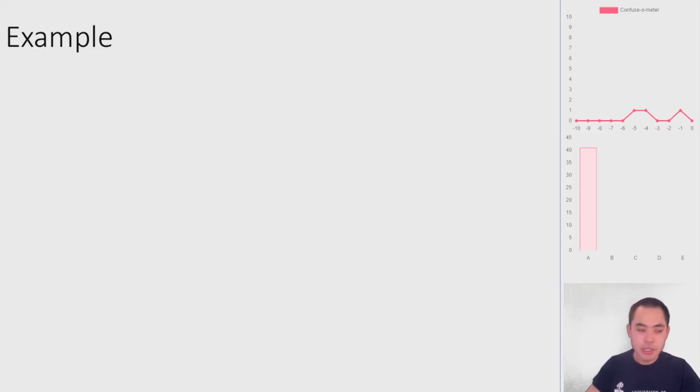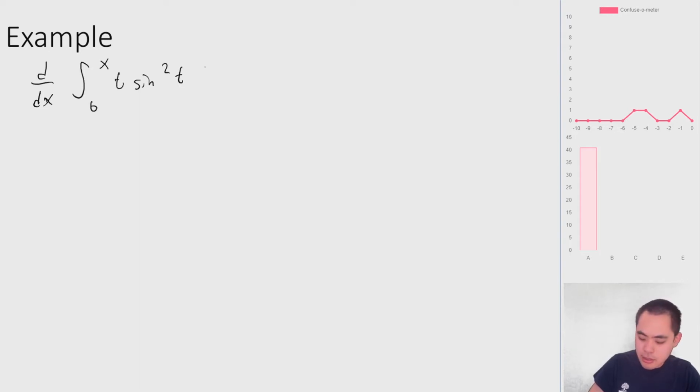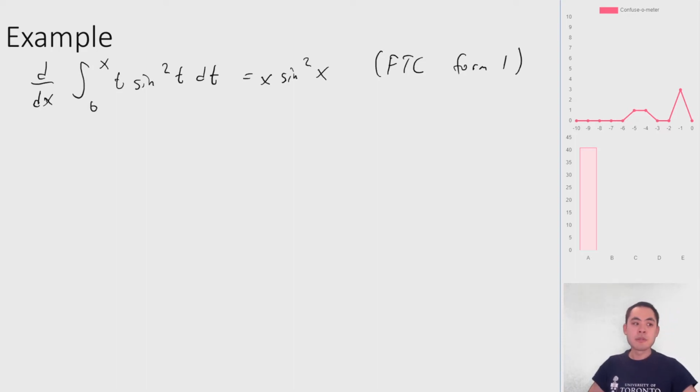Okay, anyway, so let's give a couple examples. If we're taking the derivative, which is one of the various notations, d dx of the integral from 0 to x of t sine squared t dt, that is equal to x sine squared x. This is the fundamental theorem of calculus, form 1. Be very careful about the variables that you're using. In form 1, sorry, that should be a 0 there.